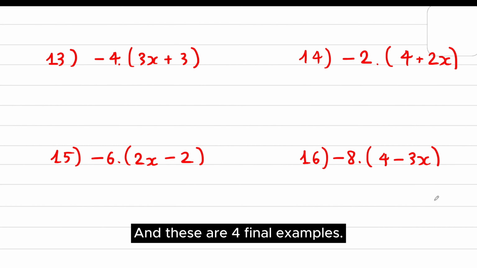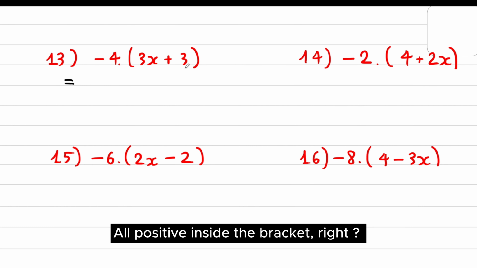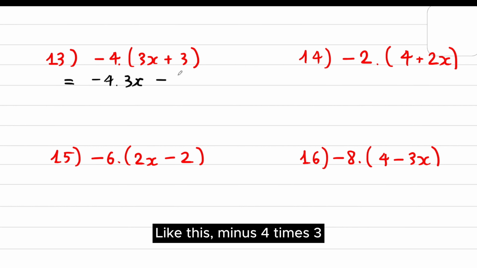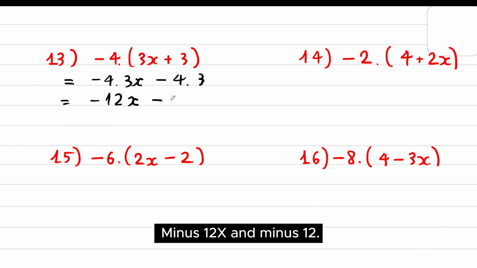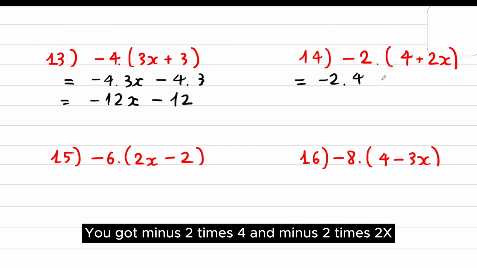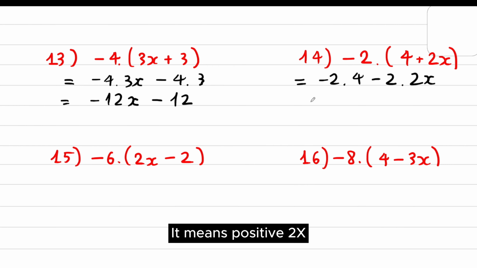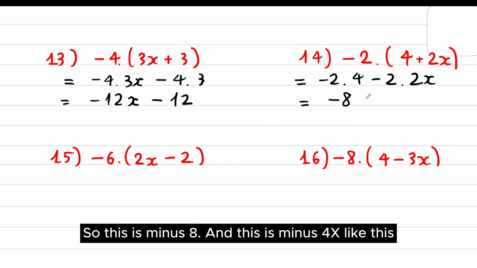Okay, and these are the final examples. Question 13, very easy. All positive inside the bracket, right? Like this, minus 4 times 3x. This is positive 3. Minus 12x and minus 12. For the next one, you get minus 2 times 4 and minus 2 times 2x, which means minus 4x. So this is minus 8 and this is minus 4x like this.